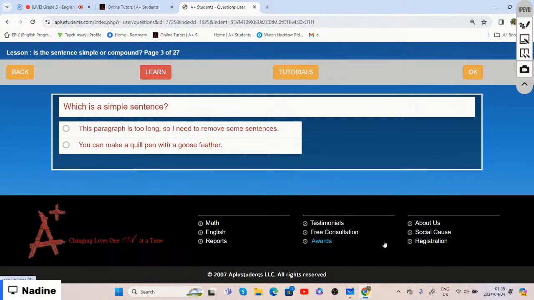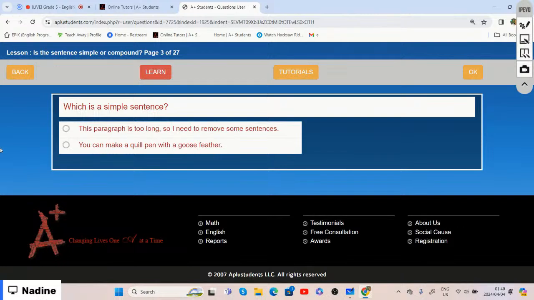A simple sentence. I'm going to read it again. It says, this paragraph is too long, so I need to remove some sentences. Or is it the second one that says, you can make a quill pen with a goose feather?